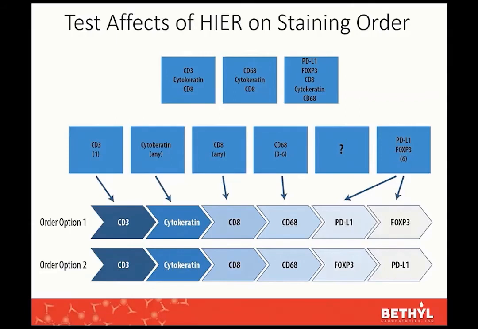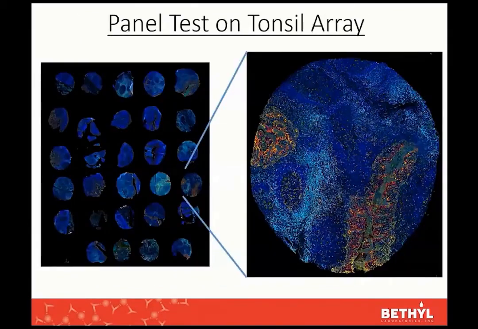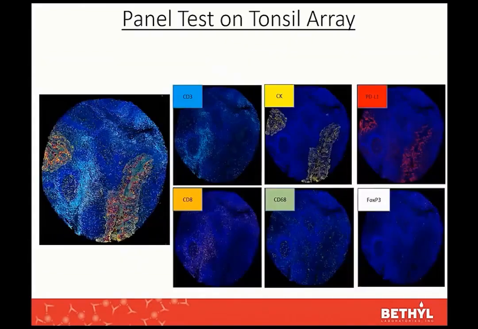So the idea is that we then proceed to test which option is the best. Again, we always test on some type of array. This is a tonsil array. Again, we're starting with tonsil because tonsil allows us to see where to actually check to see that our staining is giving us the results we should.